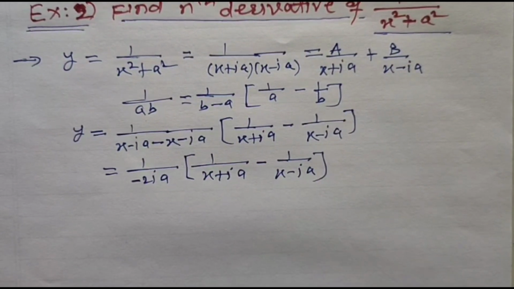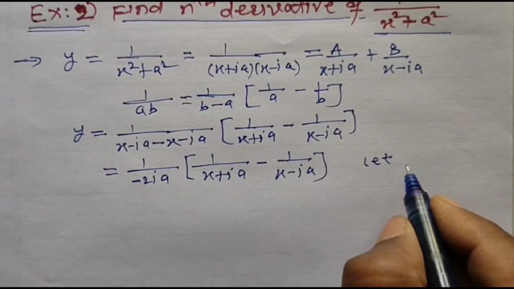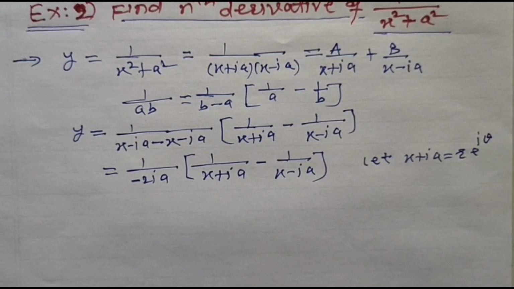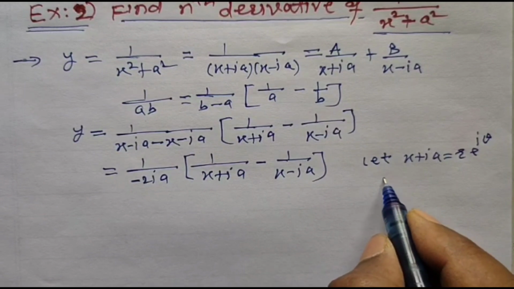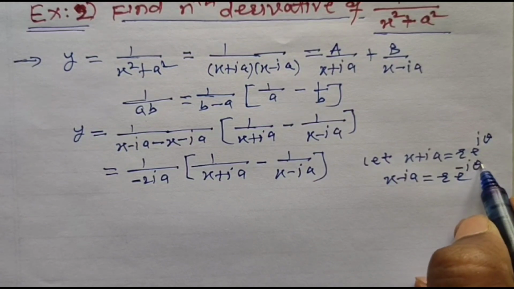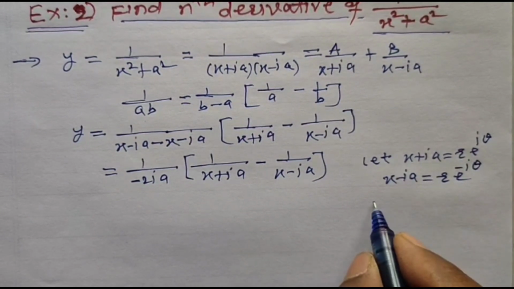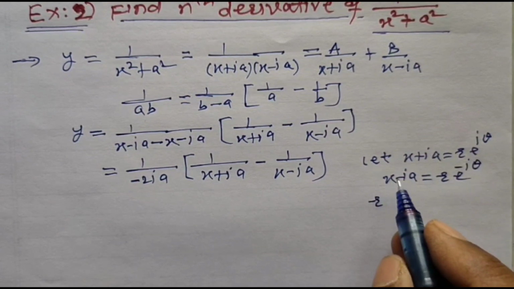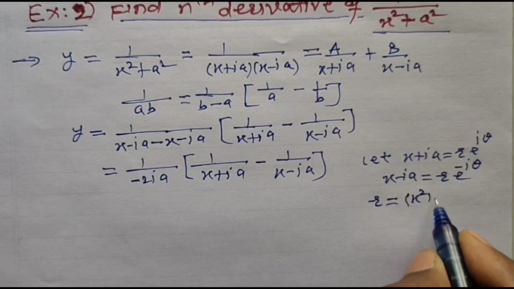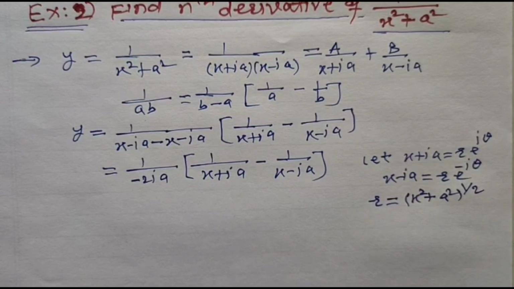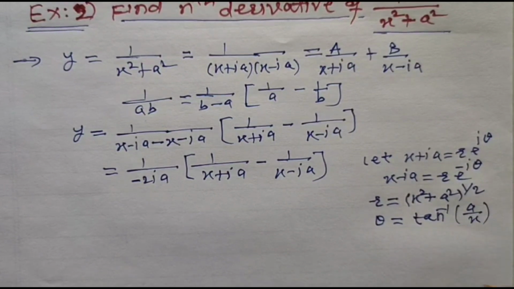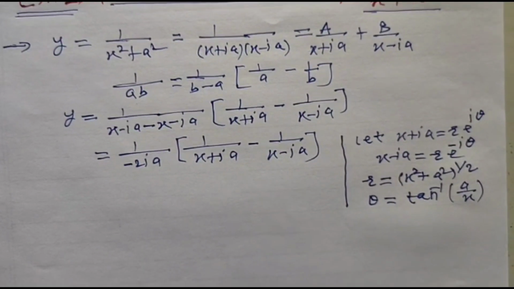Similar to the previous sum, we have to assume x plus ia in its exponential form is equal to r into e to the power i theta. Then its conjugate, x minus ia, is equal to r into e to the power minus i theta. And here r square is equal to x square plus a square, real part square plus imaginary part square, and r is the root of this, that is power half. And theta is equal to tan inverse a upon x. This part you have to use.